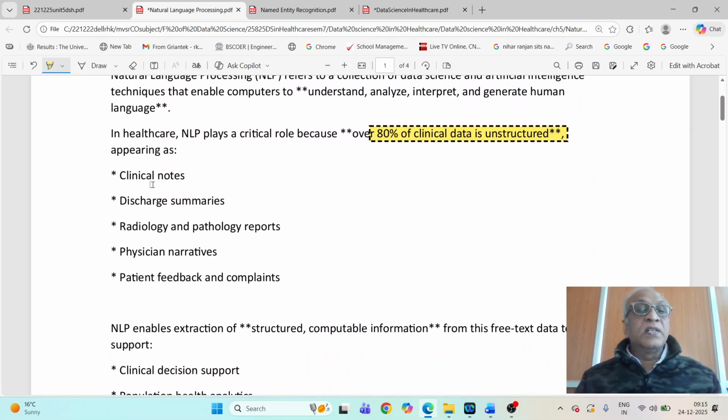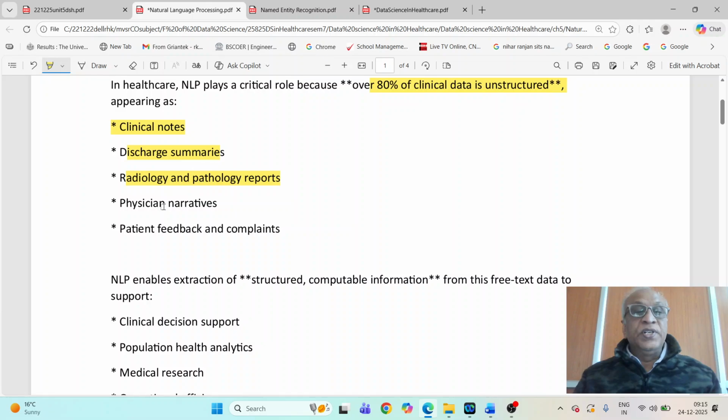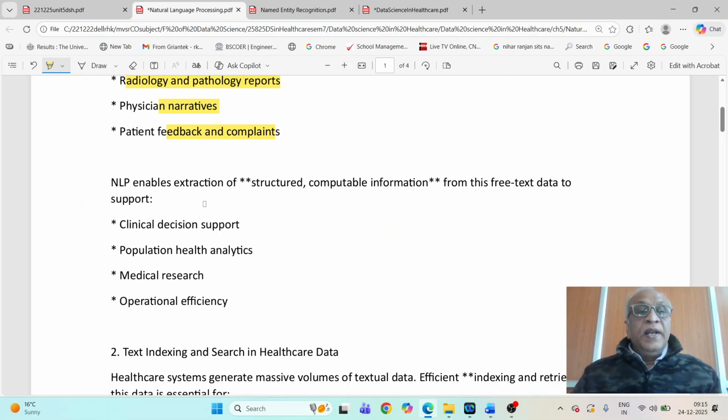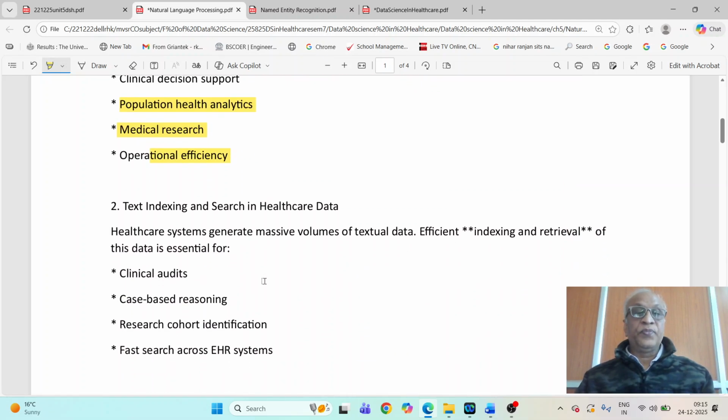Why is the data unstructured? You have clinical notes, discharge summaries, radiology and pathology reports, physicians' narratives, patient feedback, and complaints. NLP enables extraction of structured computable information from this free text data. It supports clinical decision support, population health analytics, medical research, and operational efficiency.